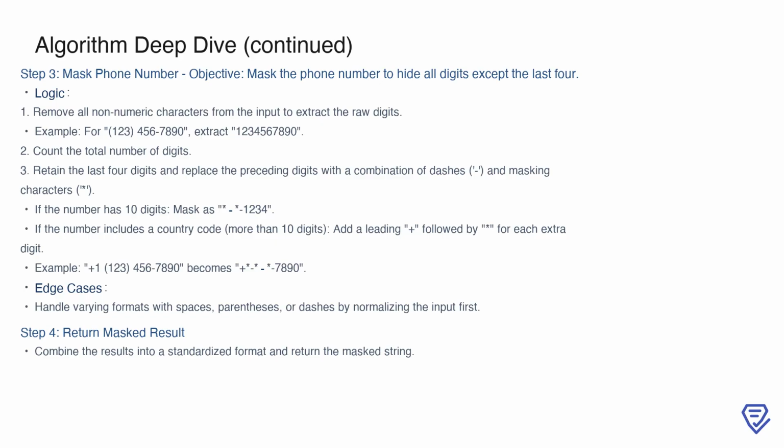For numbers with a country code, which have more than 10 digits, the output begins with a plus followed by an asterisk for each extra digit. For example, +1 (234) 567-890 becomes plus, then asterisks, then 7890. This step ensures consistent masking across varying phone number formats, with the input normalized to handle diverse cases.